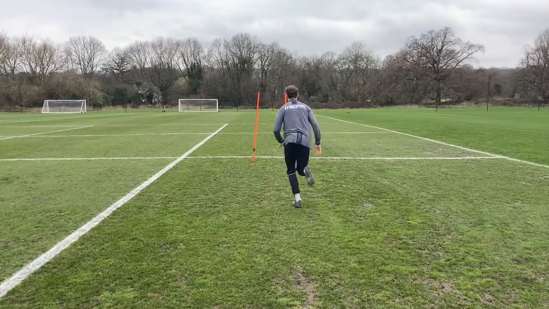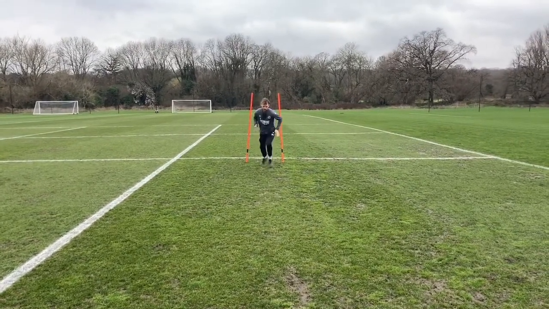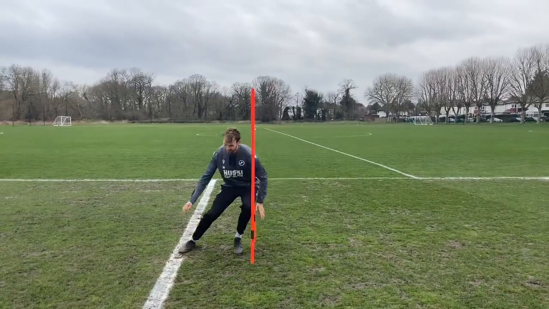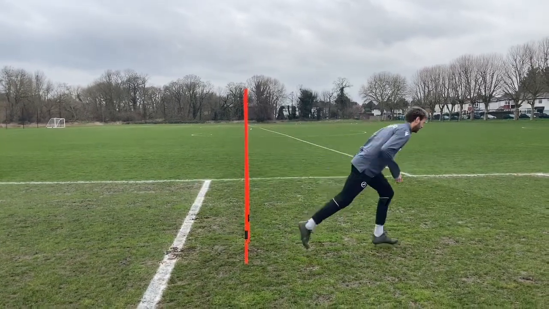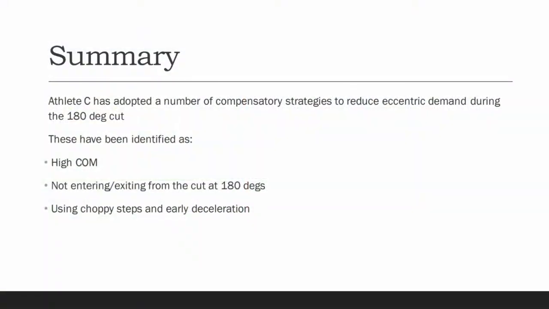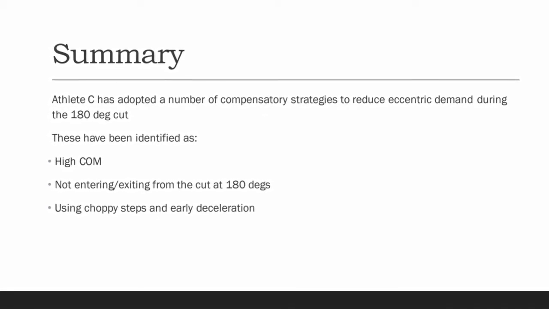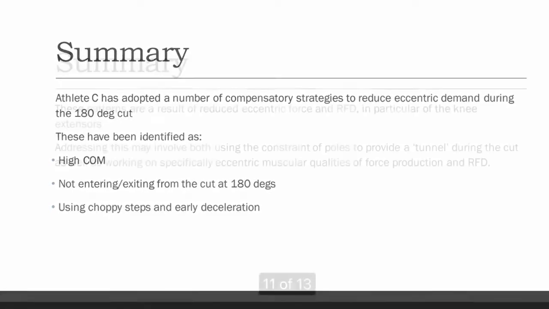Using poles as a constraint forces the athlete to execute a 180 degree cut. However, subjectively it reduces the speed of the turn, with the athlete finding it difficult to explode out from this position. So in summary, this athlete has adopted a number of compensatory strategies. These have been identified as having a high centre of mass on the approach to the cut, not entering and exiting from the cut at 180 degrees, and using choppy steps and an early deceleration.